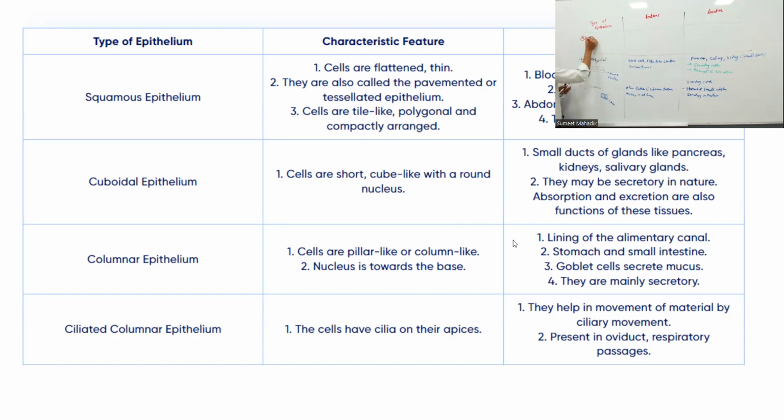Fourth, we are talking about the ciliated. So this is a modified version of the columnar, the ciliated columnar. Ciliated columnar means what? Column-like structures are there, nucleus at the base, but this has a hair-like projection. That's called the cilia. The cells have cilia on their apices. What is apices? On the above side. At the base, the nucleus is present. At the above, the cilia are present.